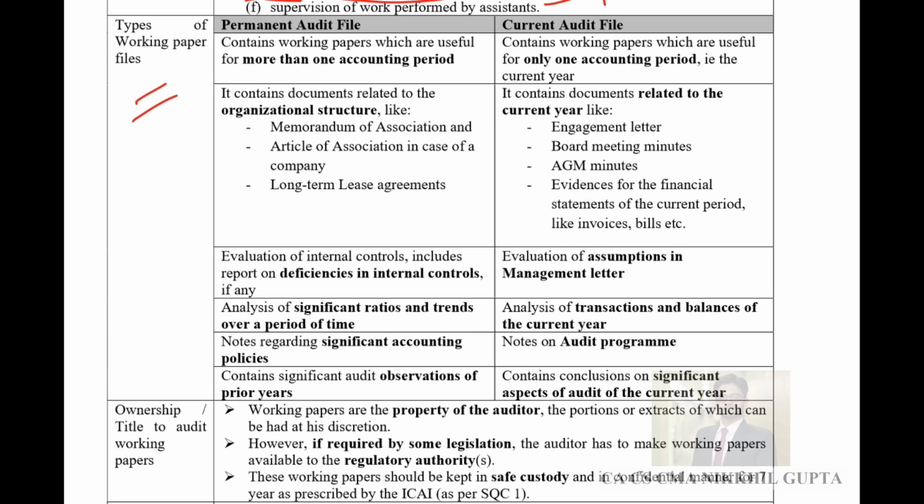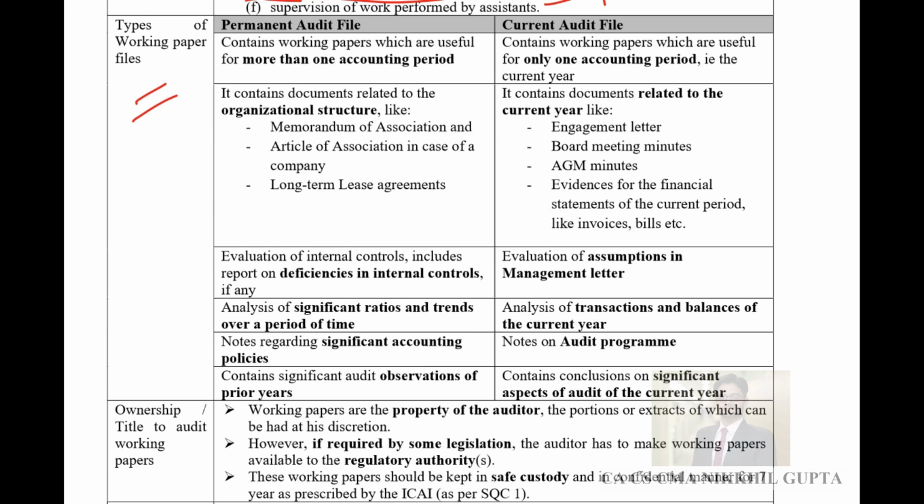So guys, permanent audit file is the audit file which contains the documents which are used by the auditor year on year, every year. So if an auditor is doing audit for a client for 3 years, then such documents which are used by him for all the 3 years are known as permanent documents. I'll give you an example: memorandum of association, articles of association.